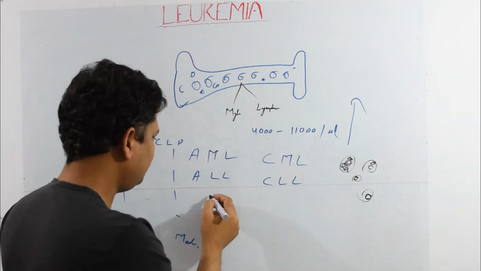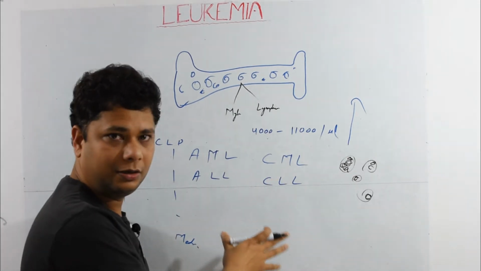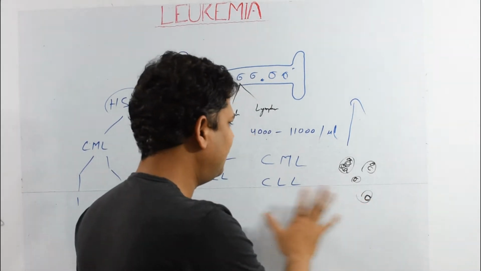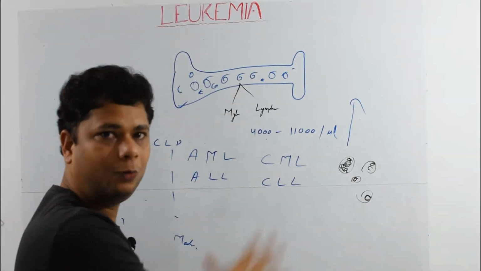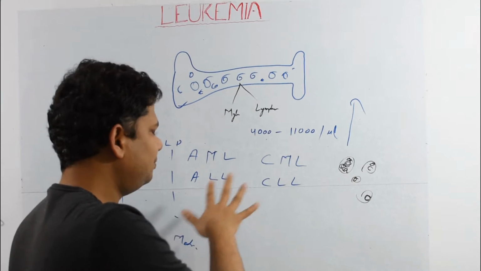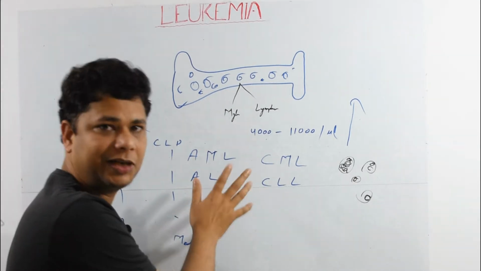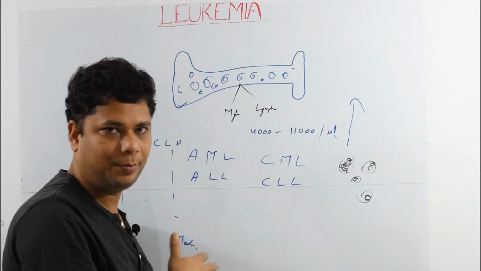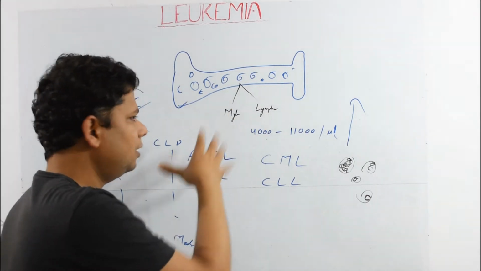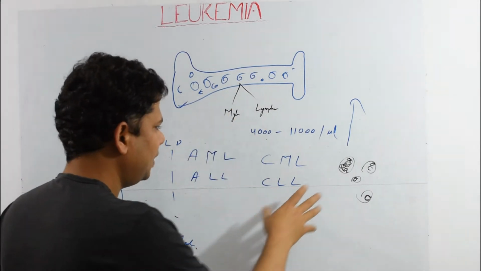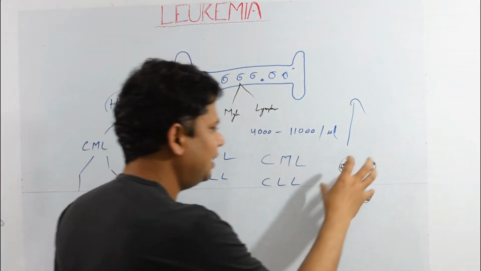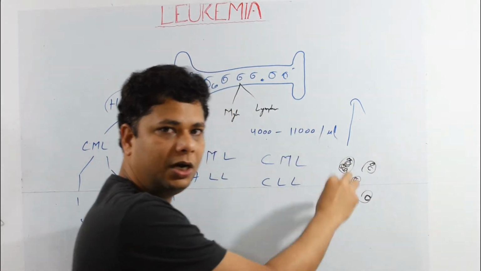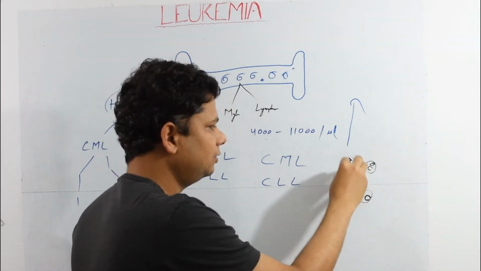Leukemia can happen to either myeloid or lymphoid cells. So that is the basic difference between leukemia and lymphoma. Leukemia is present all over the body. It starts from the bone marrow, and it moves to different parts of the body and also into the peripheral blood. But lymphoma is localized to particular lymphoid organs or lymphoid tissues.